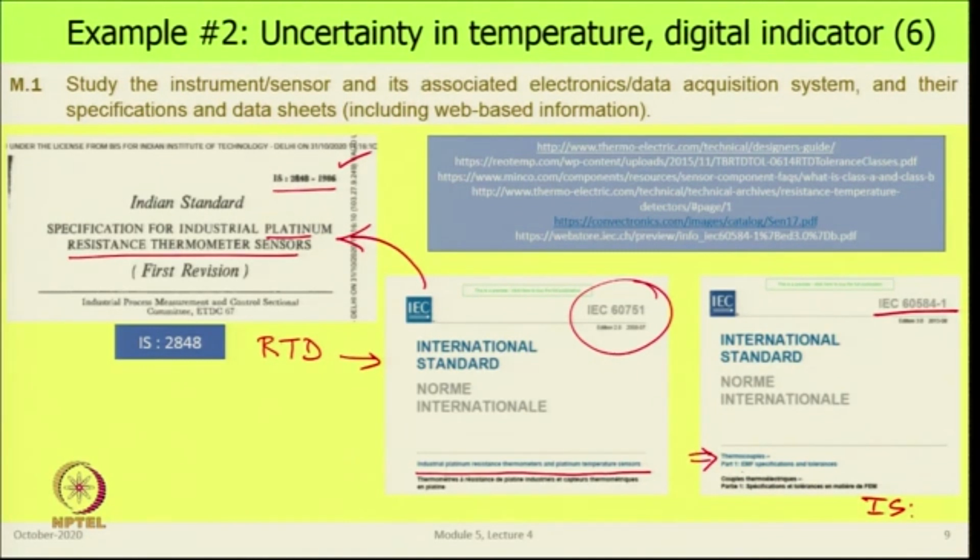So, that is some more information we got about standards, and as you look up catalogs, you will find all the good manufacturers will say that their sensors conform to one of these two standards or an equivalent standard.